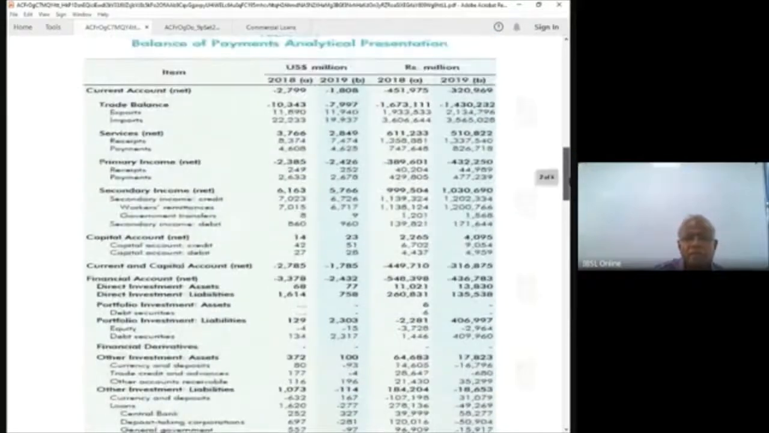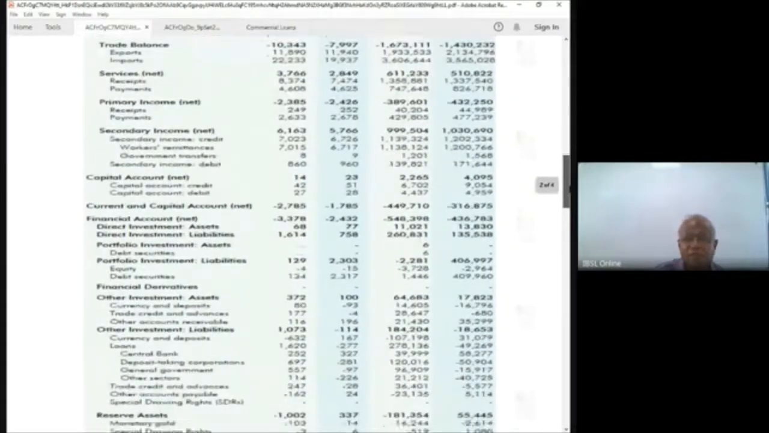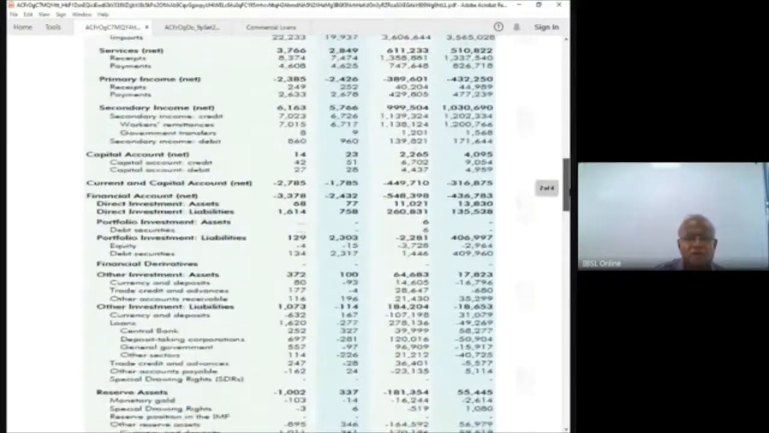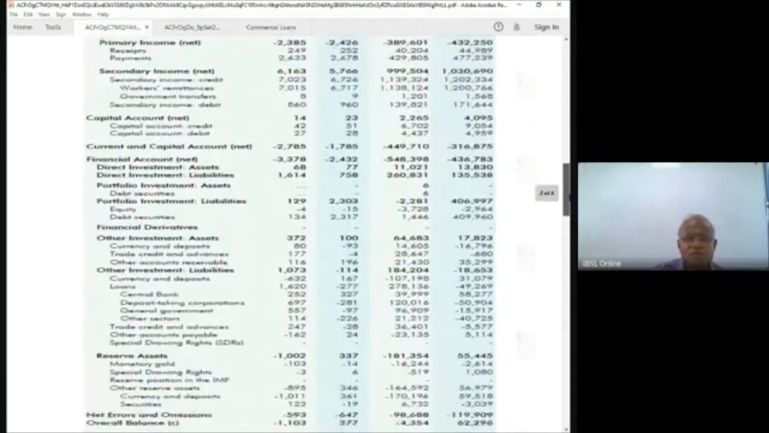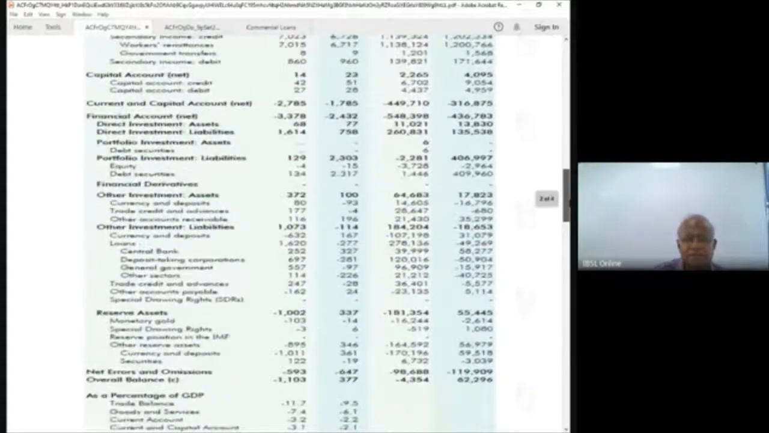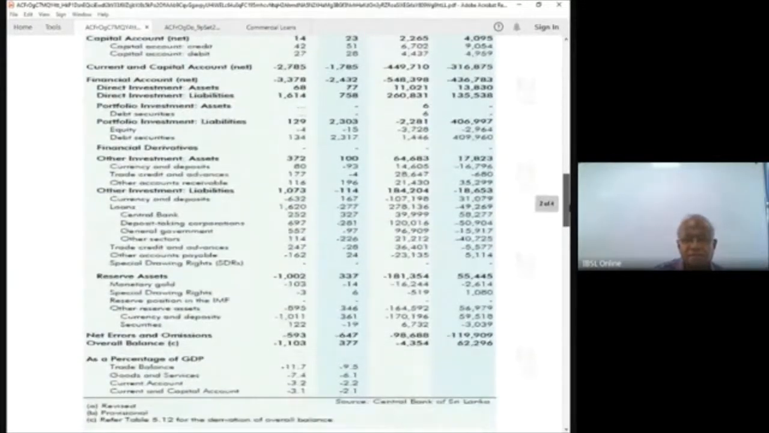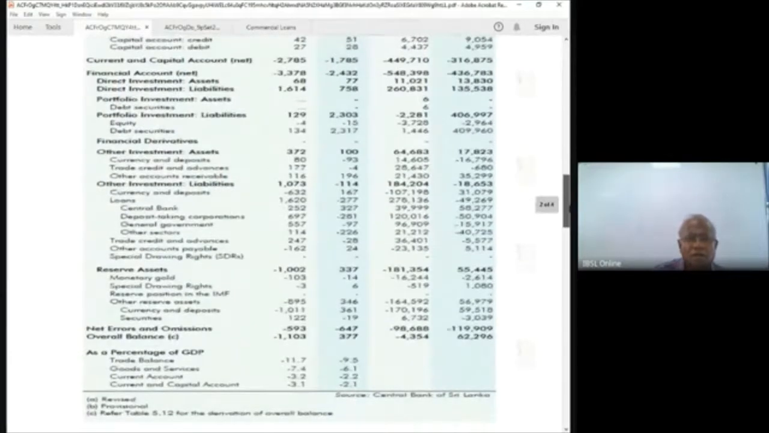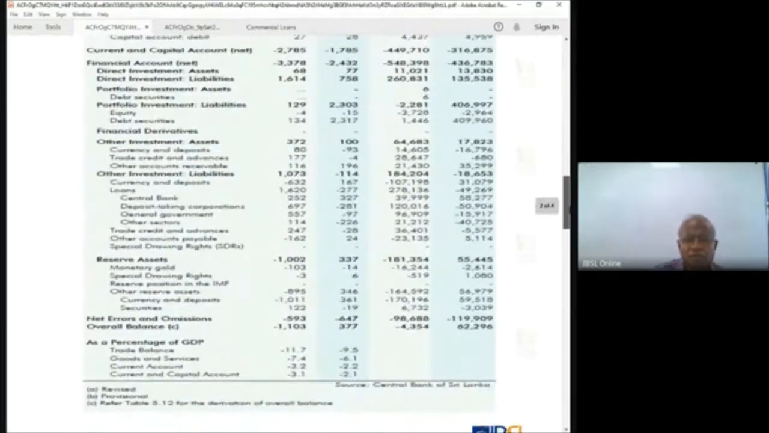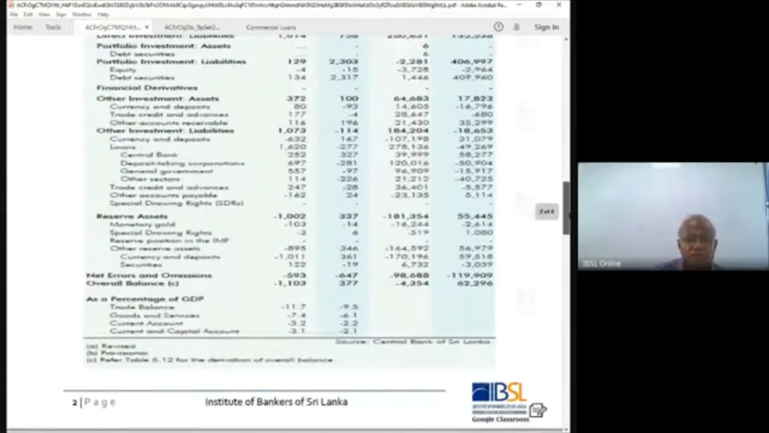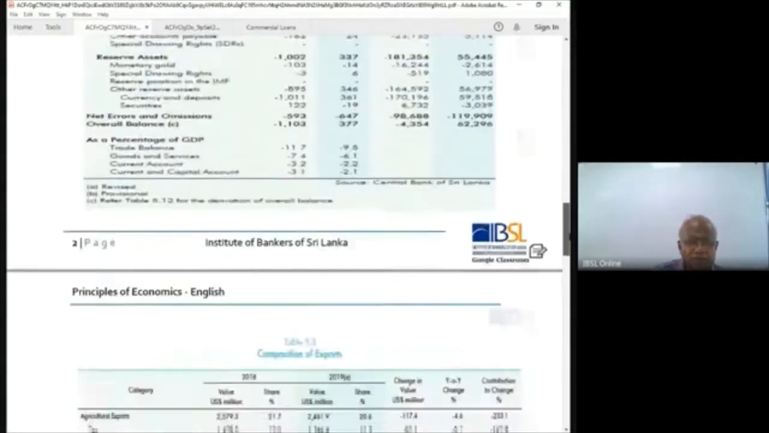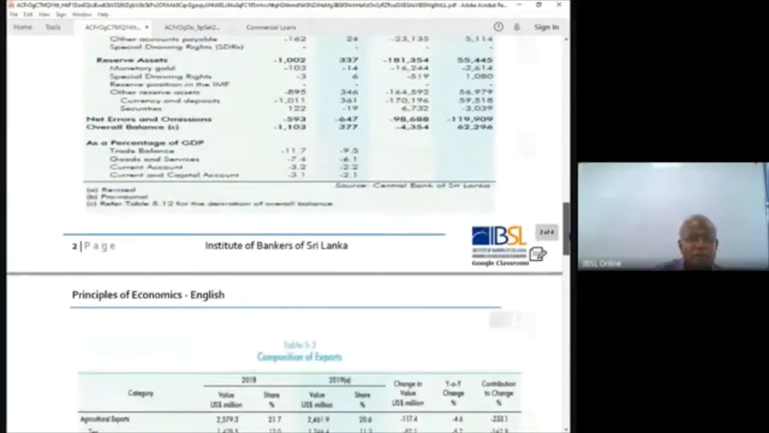Wait a minute. Current account minus 180. Then the current and capital account minus 1.785. Financial account net 2438. Then reserve assets 337. Yeah, I have not calculated exactly the derivation of the overall balance. Let's see part C. Refer to table 5.12 for the derivation.